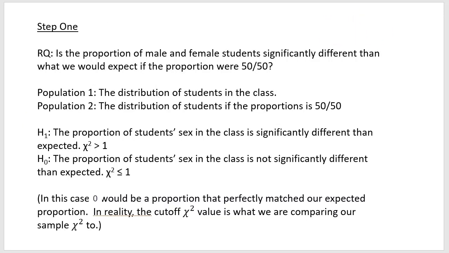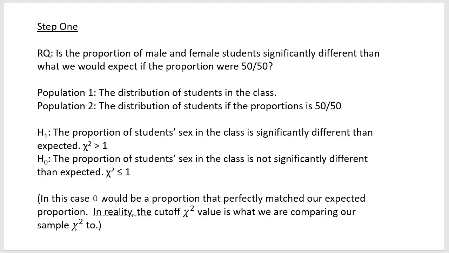When we go on to step 1, we still need to identify the research question and identify the populations and the null and research hypothesis. So the research question is: is the proportion of male and female students significantly different than what we would expect if the proportion were 50-50, or if the groups were equal, whatever you wanted to say. Population 1 is going to be the distribution of students in class. Population 2 is going to be based on a distribution of students if the proportion is 50-50. So again, we're not creating necessarily a comparison distribution. It's more like a comparison curve.